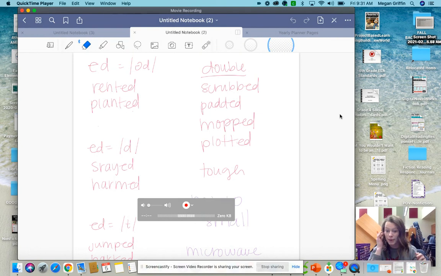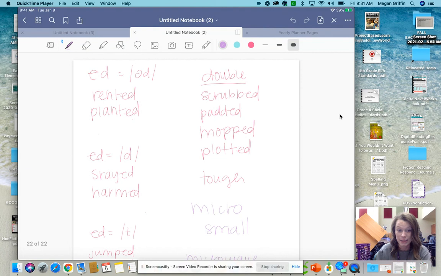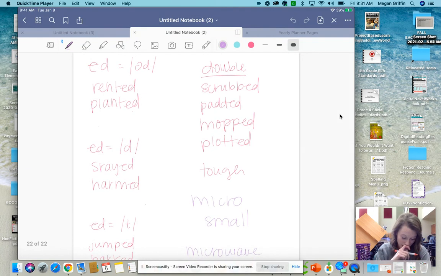All right, so this week we have a rule that you're going to go, Miss Megan, this is an easy one. This week we're talking about ED. Now we know that ED goes at the end of a word to show that it is past tense, that it has already happened. And usually it's going to be verbs that this goes on the end of. And you'll notice that all of these words that you're seeing right here on my list are verbs. Okay, that's where they go.